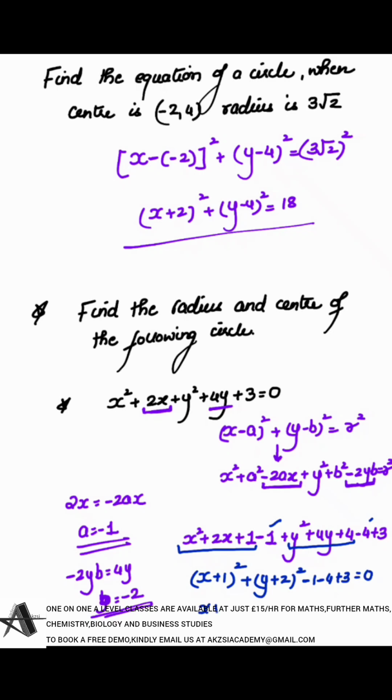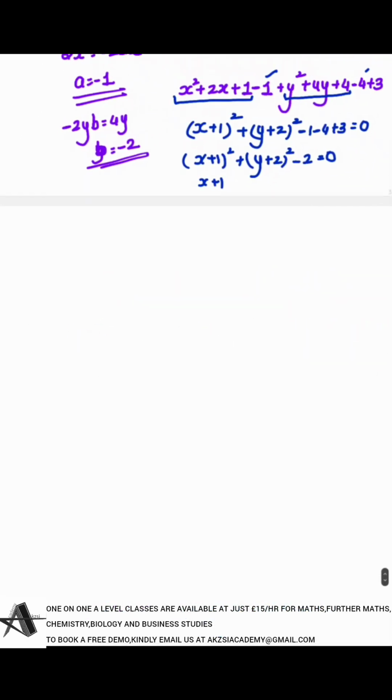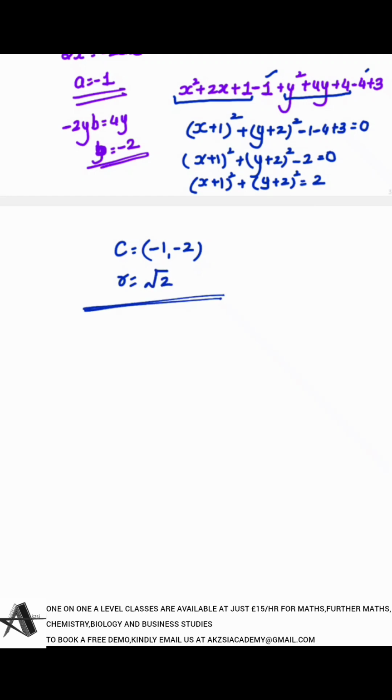So x plus 1 whole squared plus y plus 2 whole squared minus 2 equals 0, and on taking it to the right hand side, I'll get x plus 1 whole squared plus y plus 2 whole squared equals 2. On comparing with our standard equation, I'll get that the center is negative 1 comma negative 2, and the radius is the square root of 2, which is root 2. So in this way, we can calculate the radius and the center of the circle.